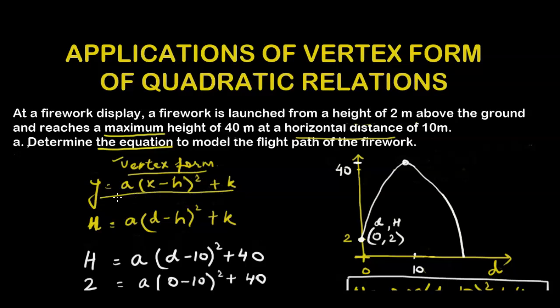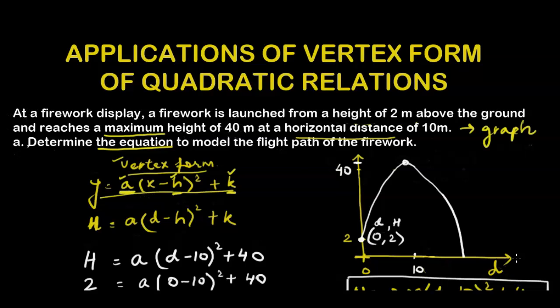Now, whenever we have to write down an equation, we need to fill in the values of a, h and k. h and k are going to be the vertex, and a is something that we have to find out from the graph. So let's turn this word problem into a graph.